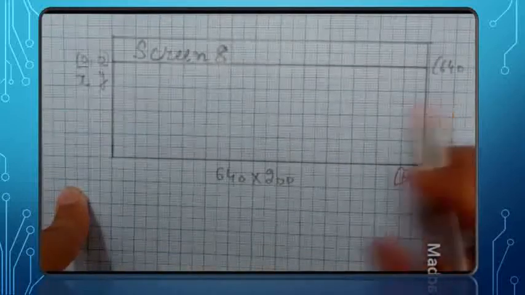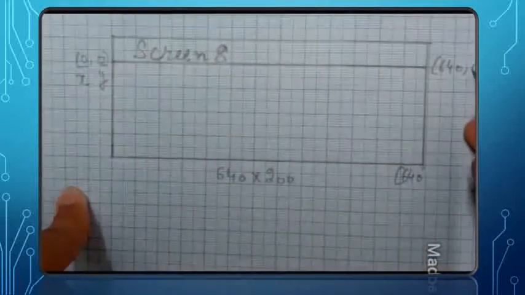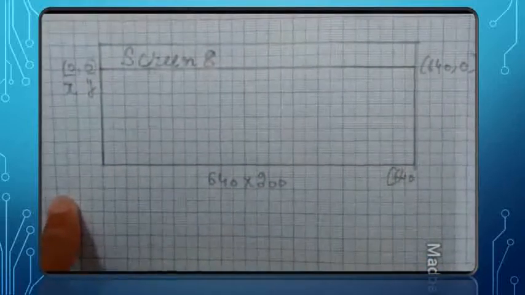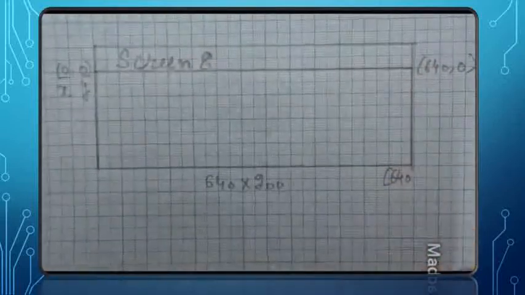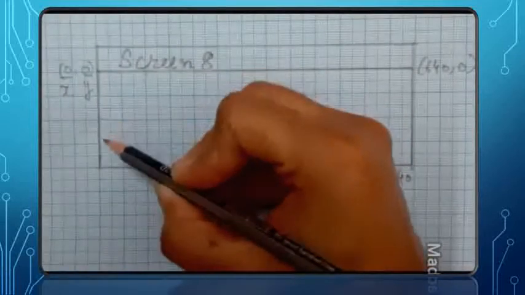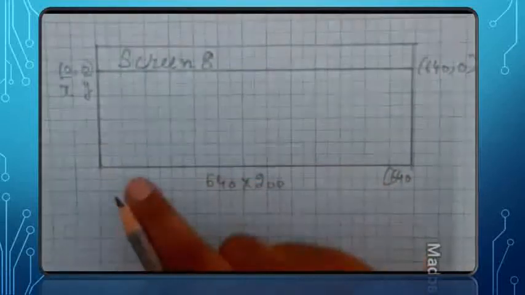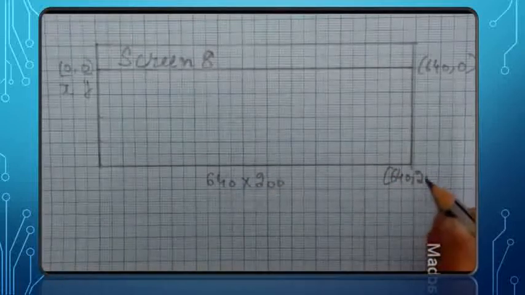But vertically it is different. Here vertically it is 0, so we will write 0 over here, right? But when we are moving in this way, 0, 50, 100, 150, 200. So that means on this line the value of y is 200.